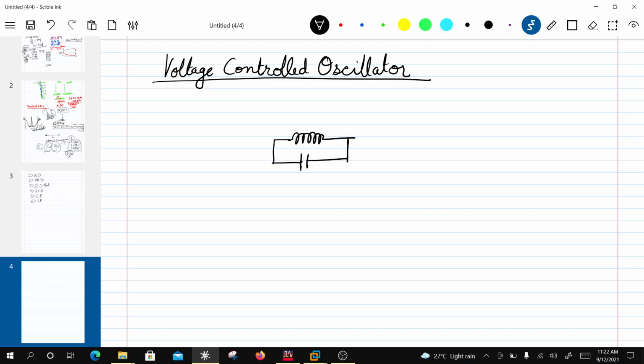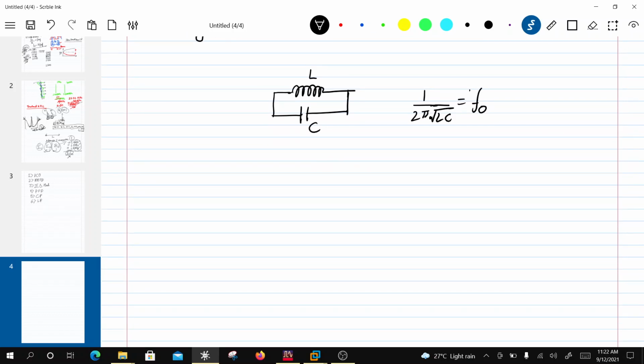and we know it resonates at 1 over 2 pi root of LC. So this is going to be the frequency of oscillations. Now we can choose L and C in the proportion we like, right? So we have 1 over 2 pi root of LC as the desired frequency, right? Now there is an issue with this.